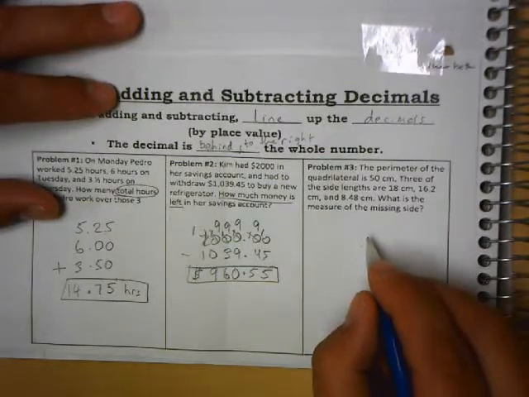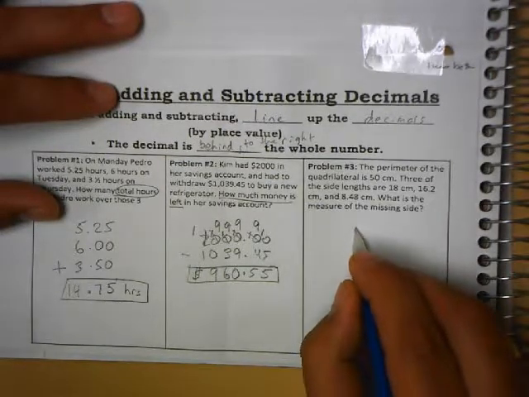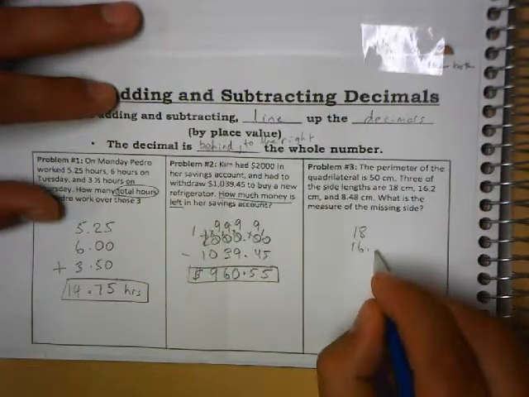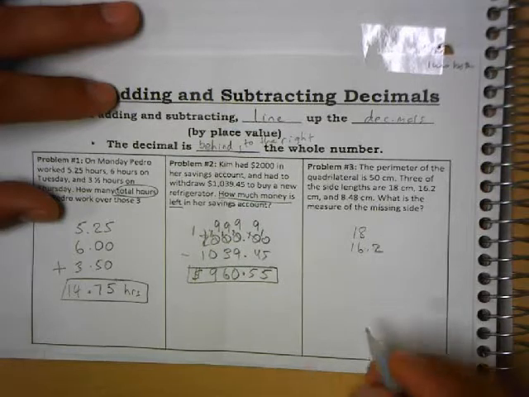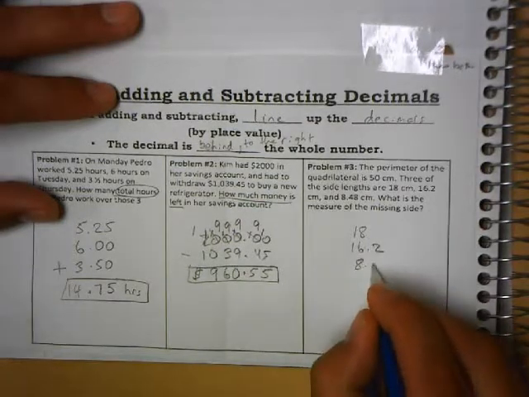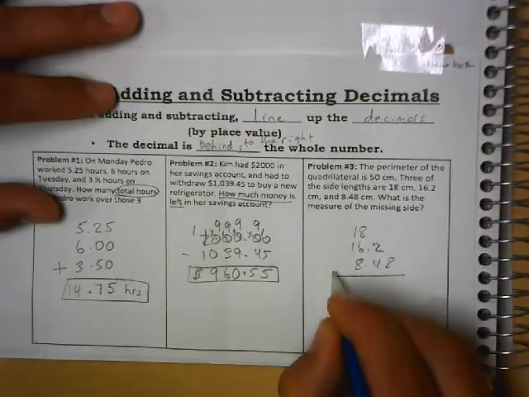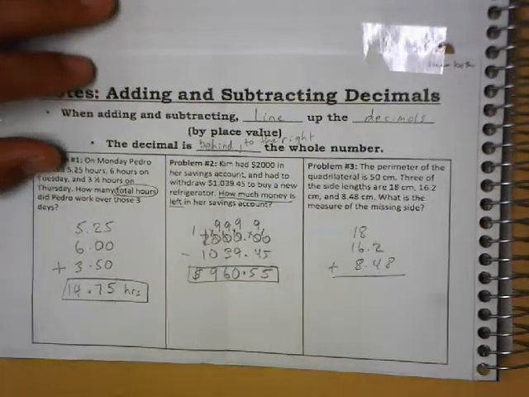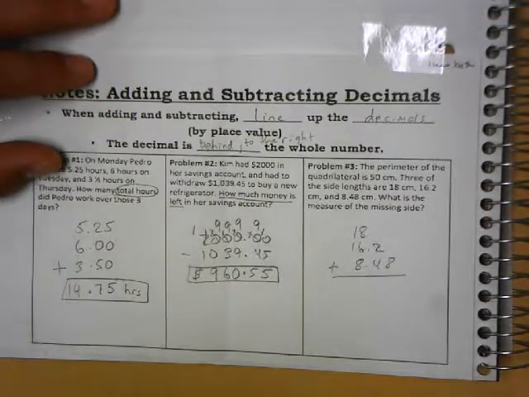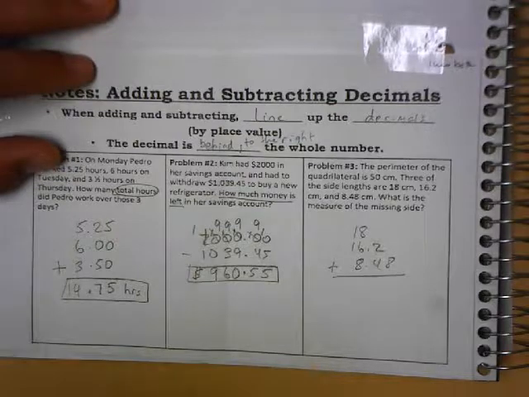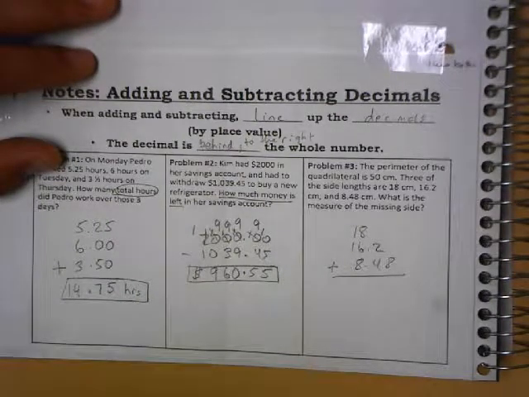We can take the side lengths, 18 centimeters, 16 2/10 centimeters, 8 48/100 centimeters. We need to find the combined length of the 3 sides, and then we'll subtract that combined length from the total perimeter of 50 to find the missing side length. However, before we do that, you'll notice that I lined up our place values, the ones column, and now we have some gaps in our problem.